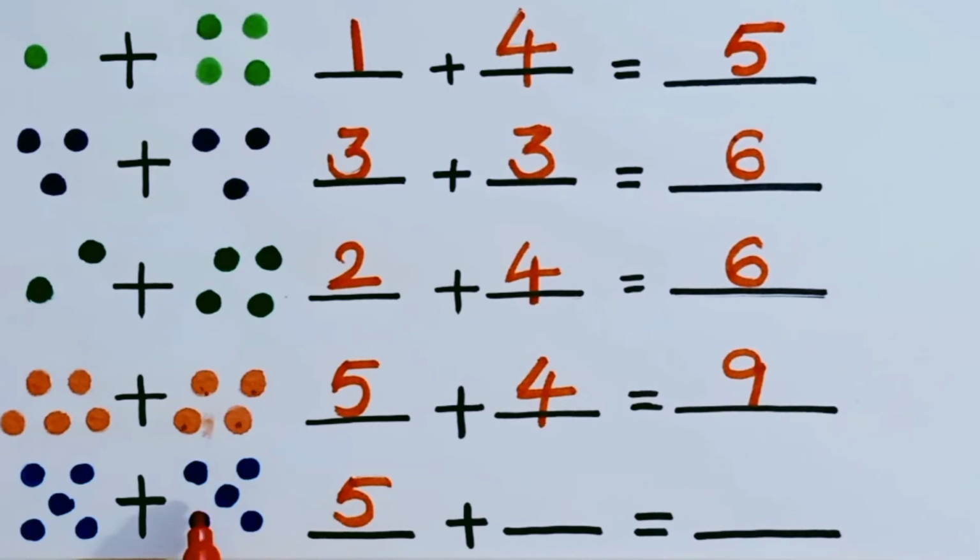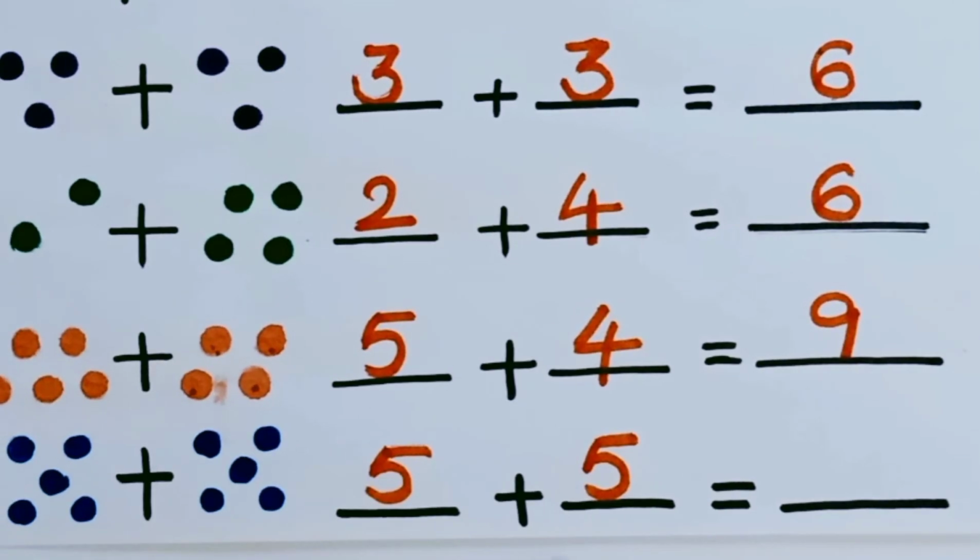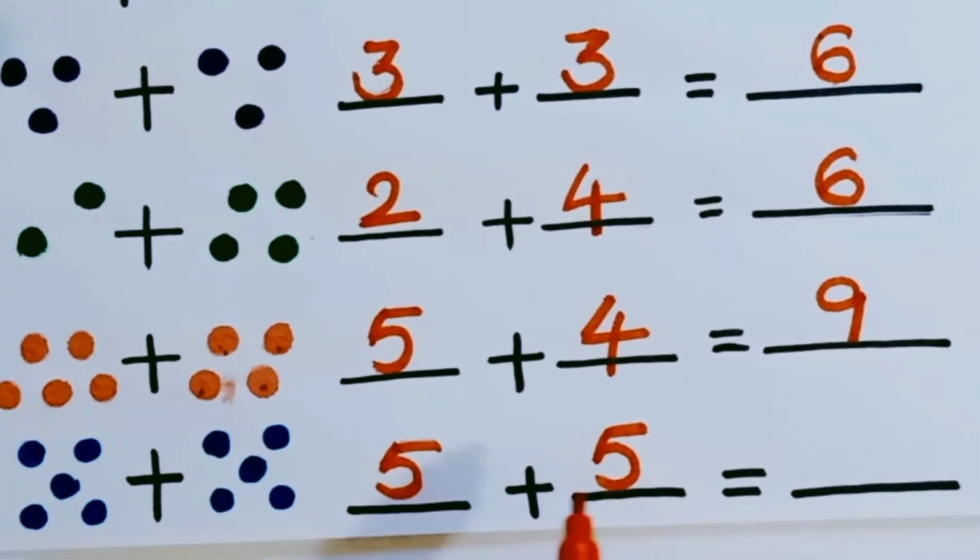Let us count the number of circles present here. 1, 2, 3, 4, 5. How many are there? There are 5 circles. So what is the second addend here? It is also 5.